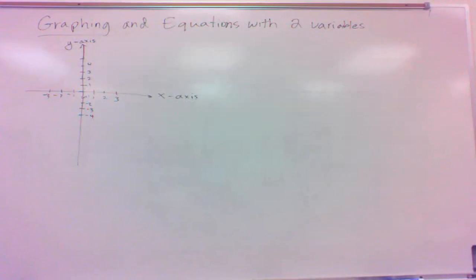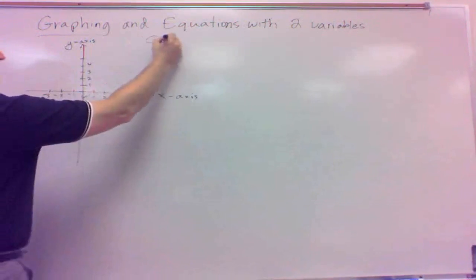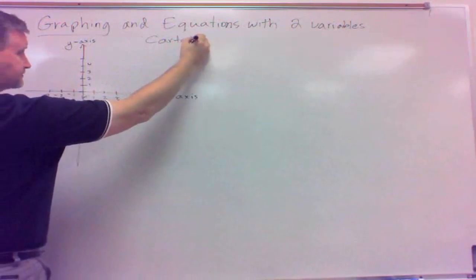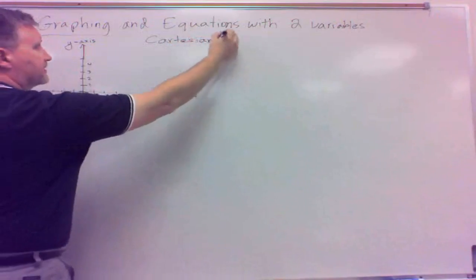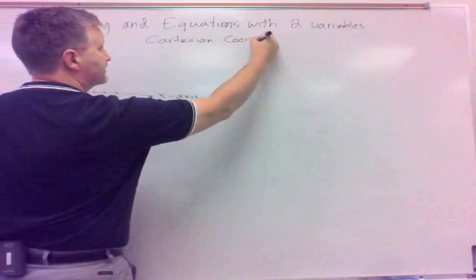This gives us a way then of plotting the solutions or marking the solutions on graph paper or in a graphing setting. For example, now what we also might note there is that with these x and y axes, this is by name sometimes referred to as the Cartesian coordinate system.